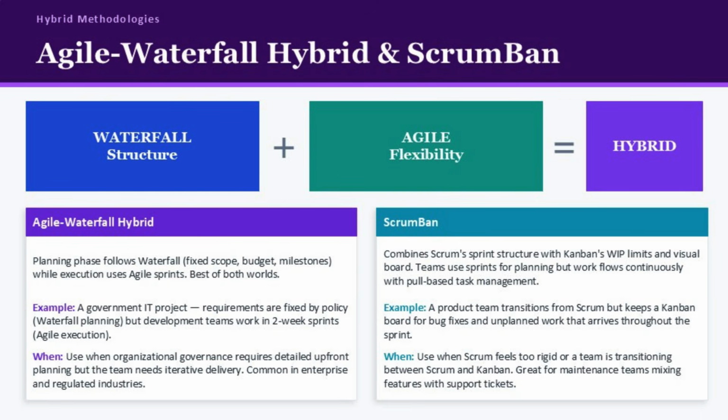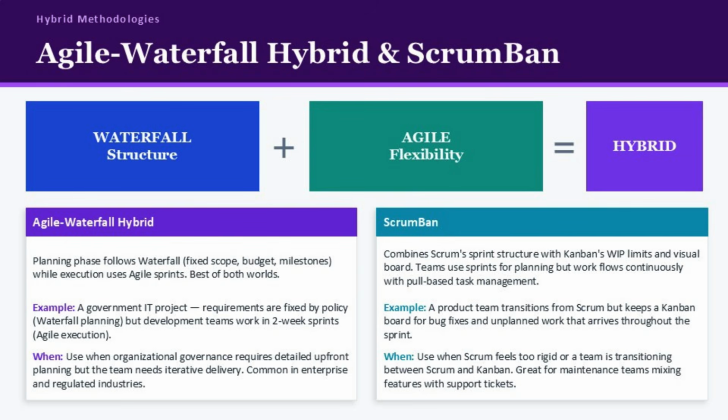A perfect example is a government IT project. Policy dictates what the system must do. That's your waterfall plan. But the software engineers work in 2-week sprints to build it iteratively. The deliverable is predictable. The path is flexible.